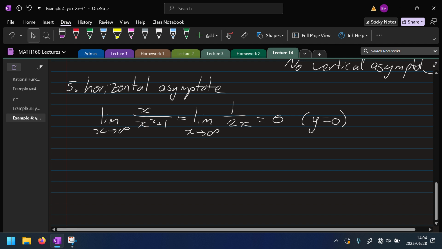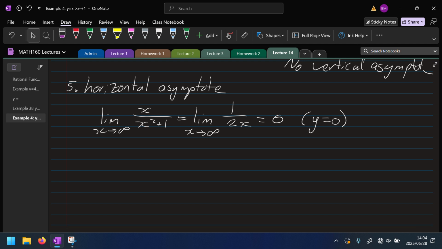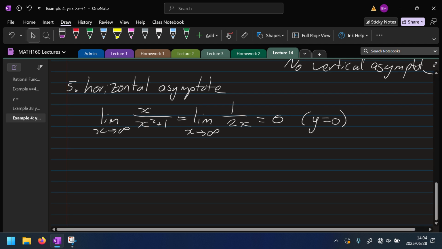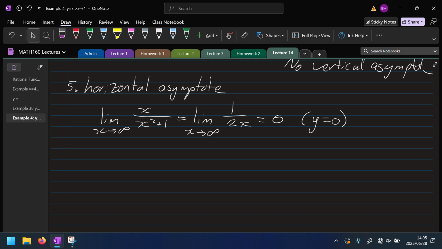So the rest of you that kept your hands down, when I did that step, what did you think I was doing? Dividing by x squared. Not quite. Okay. Please think about that for the June test. Okay, so we have that as our horizontal asymptote, but y equals 0, that is also the x-axis, so we need to be careful with that.